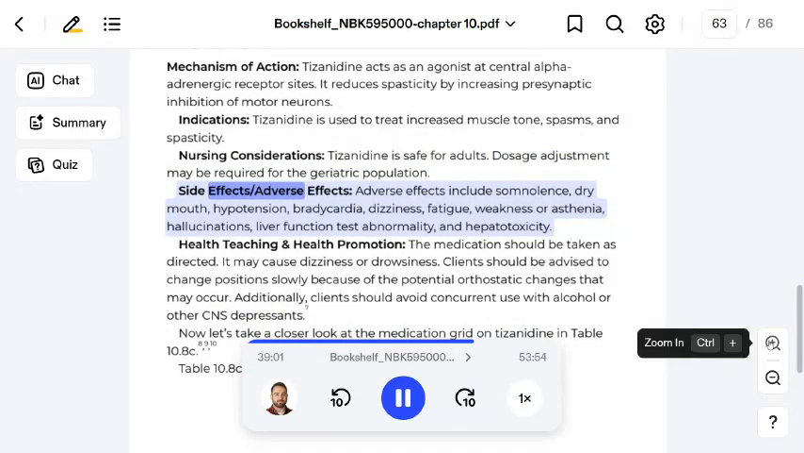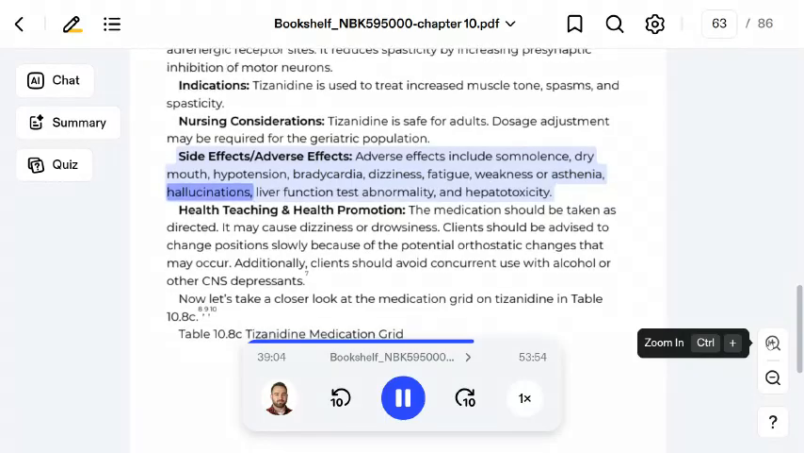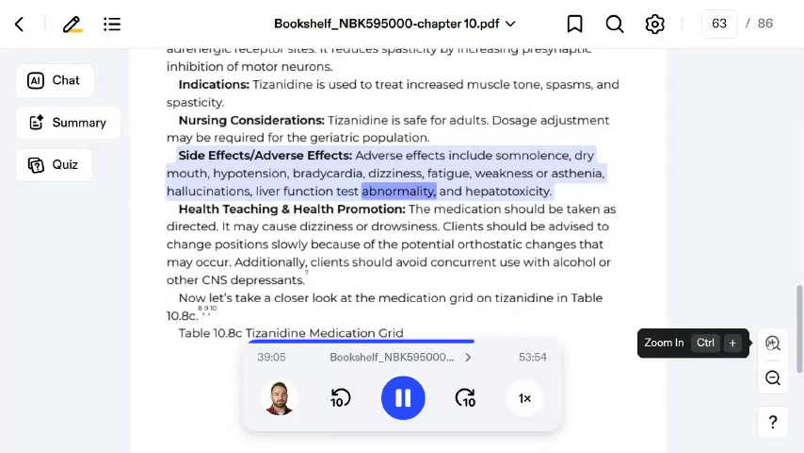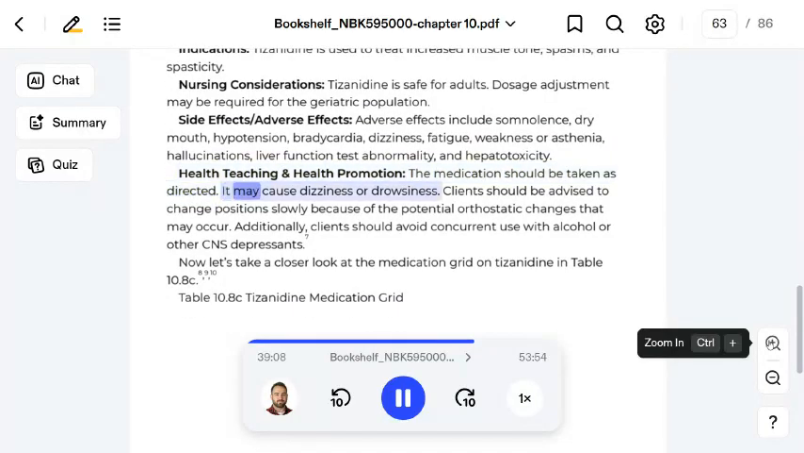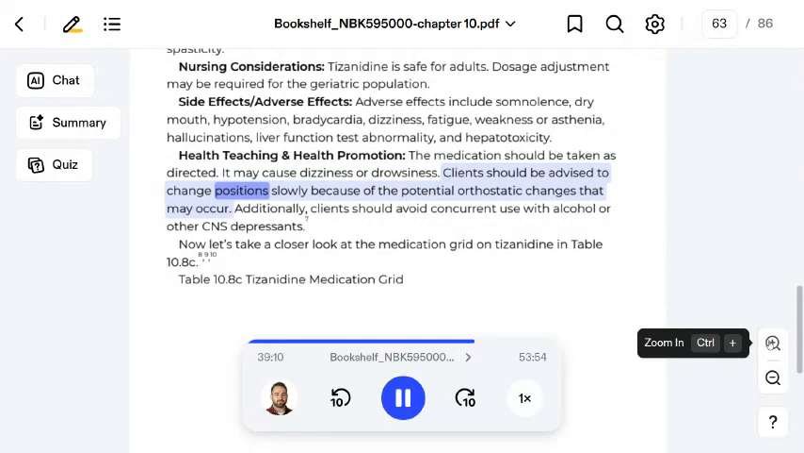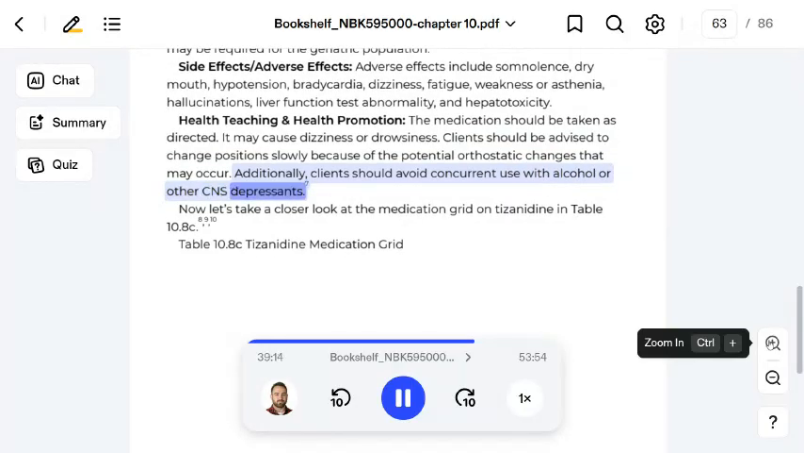Side effects: adverse effects. Adverse effects include somnolence, dry mouth, hypotension, bradycardia, dizziness, fatigue, weakness or asthenia, hallucinations, liver function test abnormality, and hepatotoxicity. Health teaching and health promotion. The medication should be taken as directed. It may cause dizziness or drowsiness. Clients should be advised to change positions slowly because of the potential orthostatic changes that may occur. Additionally, clients should avoid concurrent use with alcohol or other CNS depressants.